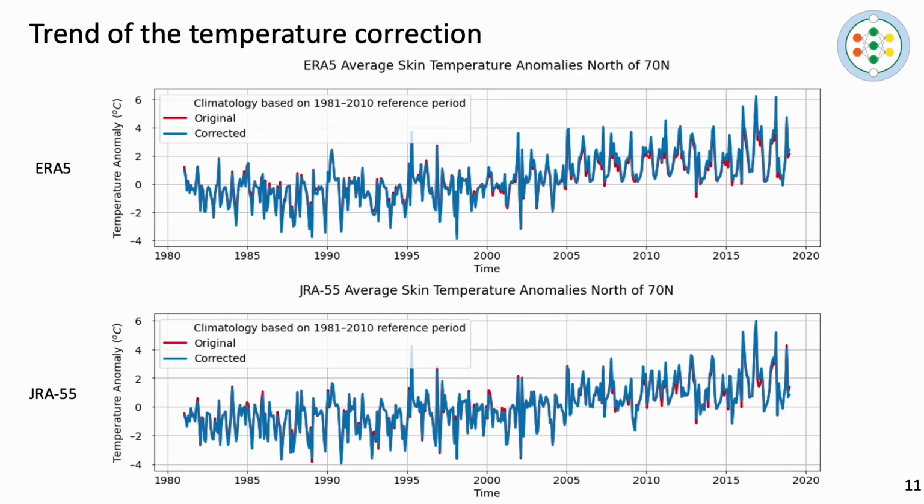Finally, the last question that we try to answer is the following. Does the correction impact the warming trend of the Arctic as described by the reanalysis? To answer this, we computed the temperature anomaly for the corrected and uncorrected case, and we do this against their own climatology. And we see that the differences are very modest, both for ERA5 and GRA55. We see that the trend is slightly accentuated for the corrected dataset. So we see that the blue curve is a bit higher here and a bit lower here in the 80s. But the correction does not really impact the interannual variability, which I would say is good news.